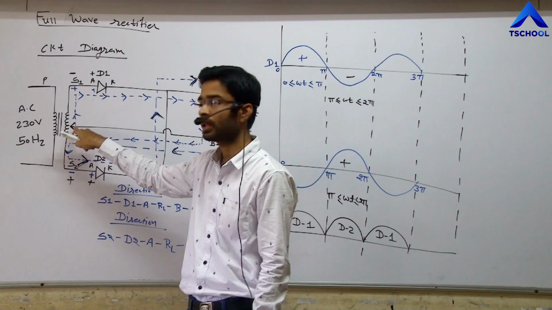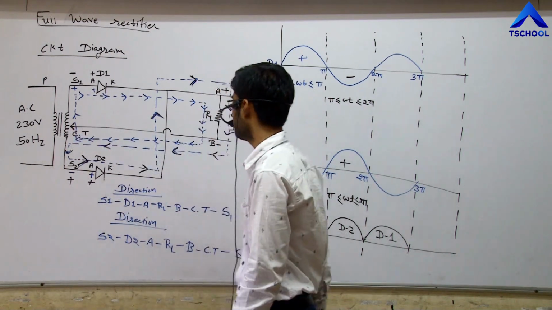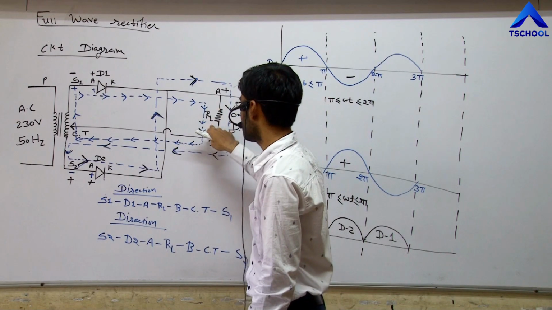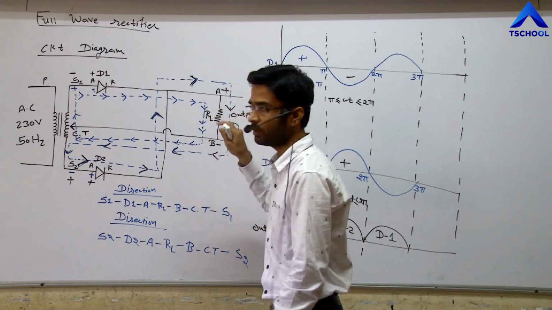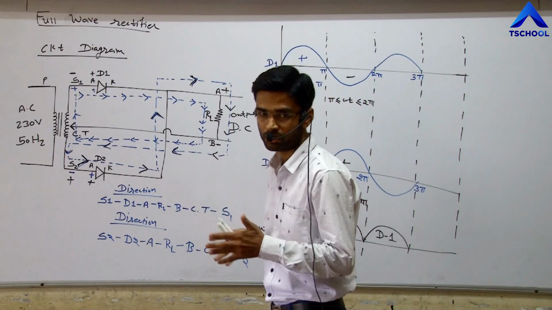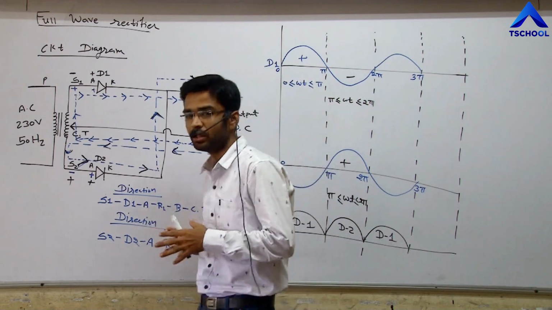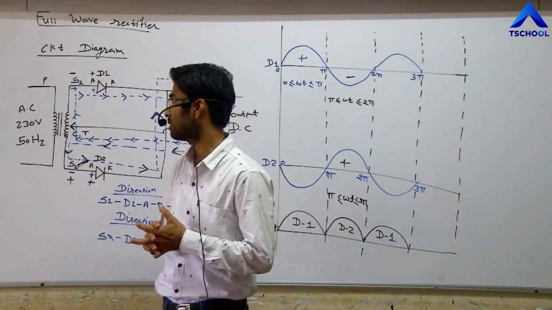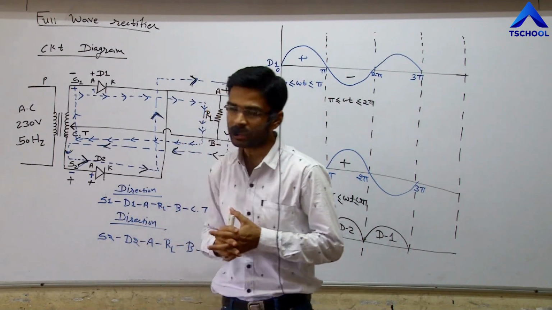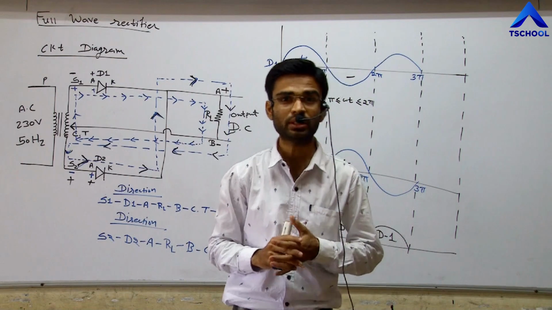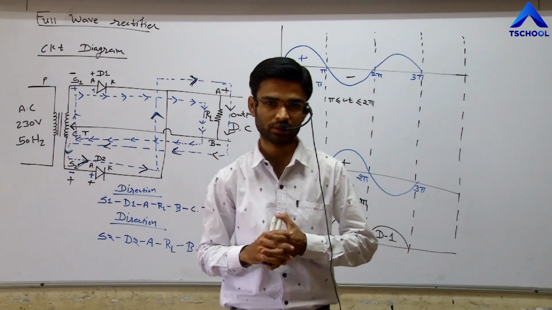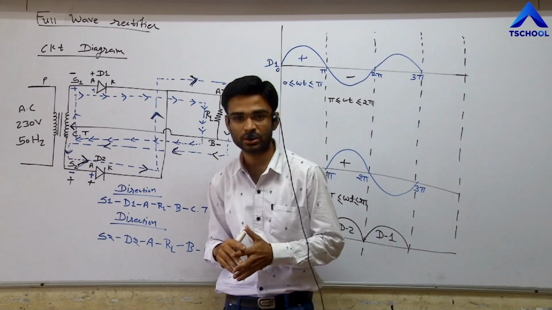The output of the diodes is given to the center tap transformer and the output is taken at the load resistance RL. If we connect a bulb here, the bulb will glow continuously with the help of the full wave rectifier. Means in the rectifier circuit we can easily convert AC energy into DC energy.